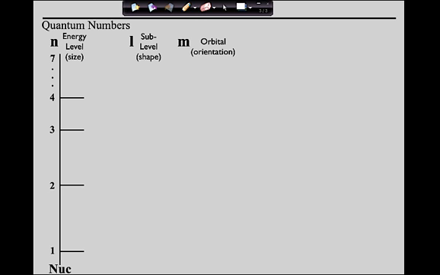So how many electrons go in the first energy level? 2. How many electrons go in the second energy level? 2 squared is 4, double it is 8. How many in the third? 18. 3 squared is 9, double it is 18. How many in the fourth? 4 squared is 16, double that is 32. You guys with me?